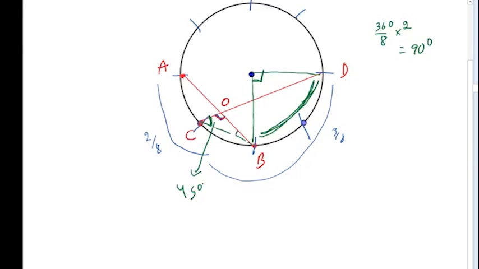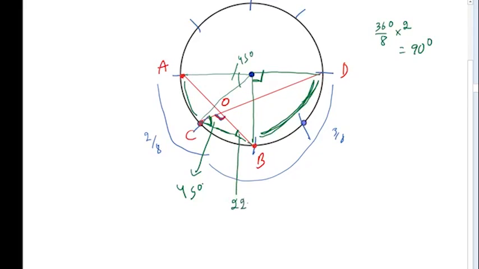Same way, if you want to calculate this one, this angle is subtended by this arc. So what will be the angle subtended at the center by this arc? That will be 360 by 8, or 45 degrees. So here it will be 22.5.